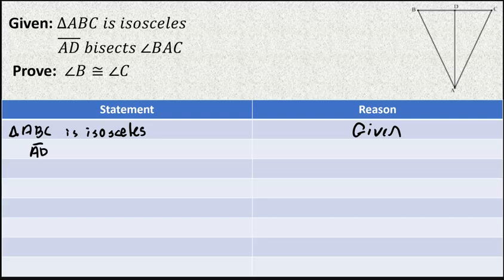Okay, in this example, triangle ABC is isosceles. What does that mean? Well, the definition of isosceles is a triangle with congruent sides. A property of an isosceles triangle is congruent base angles. So we are once again proving a property of a definition.